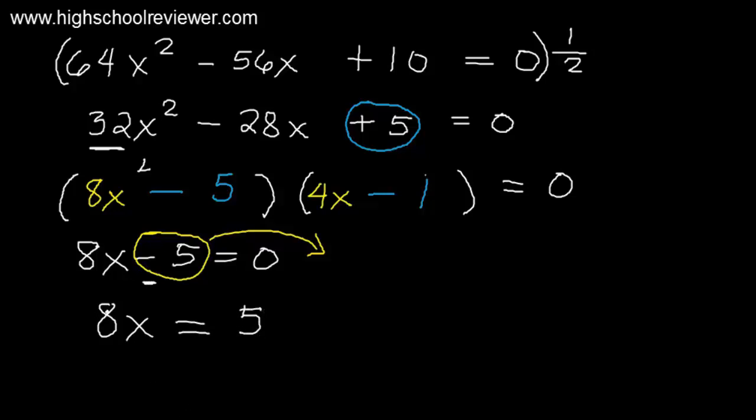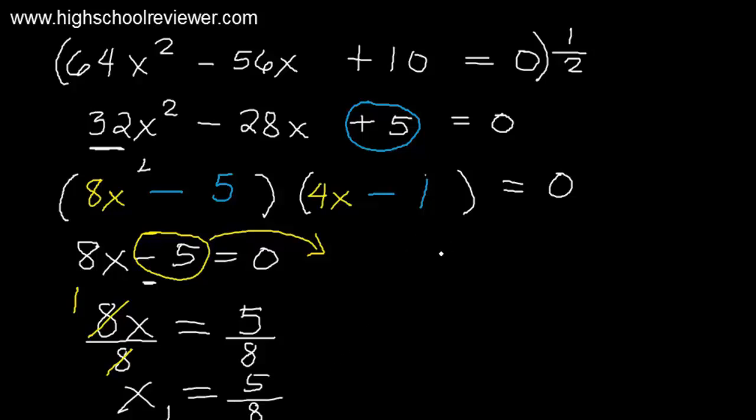To solve for the value of x, we need to cancel out 8. So divide both sides of the equation by 8. Now, 8 divided by 8 will be equal to 1. And 1 multiplied by x is equal to positive x. And 5 over 8. So we cannot simplify this anymore. So this is our x sub 1.